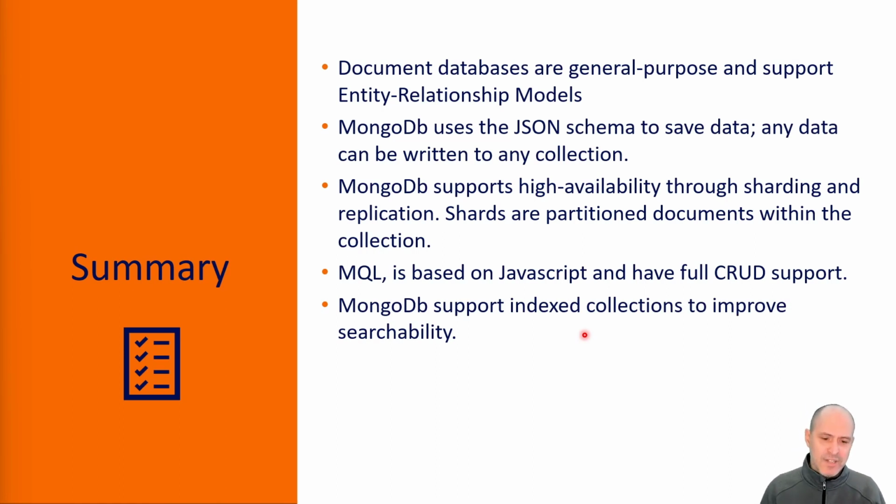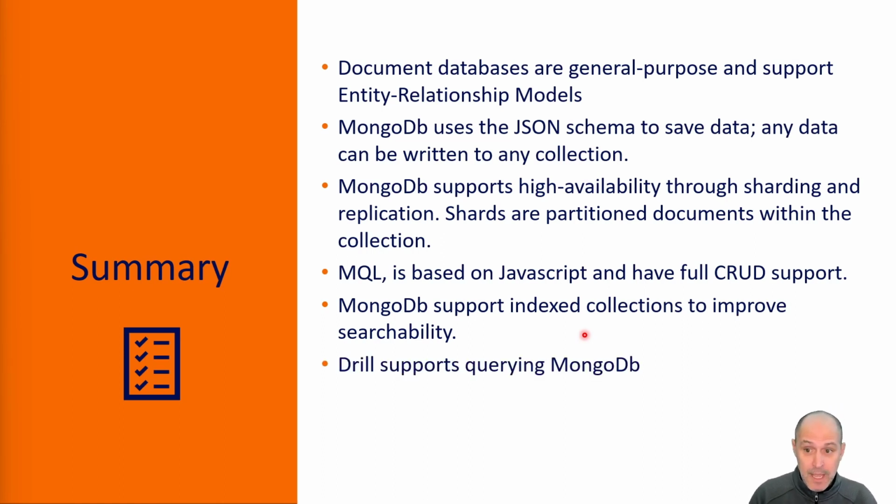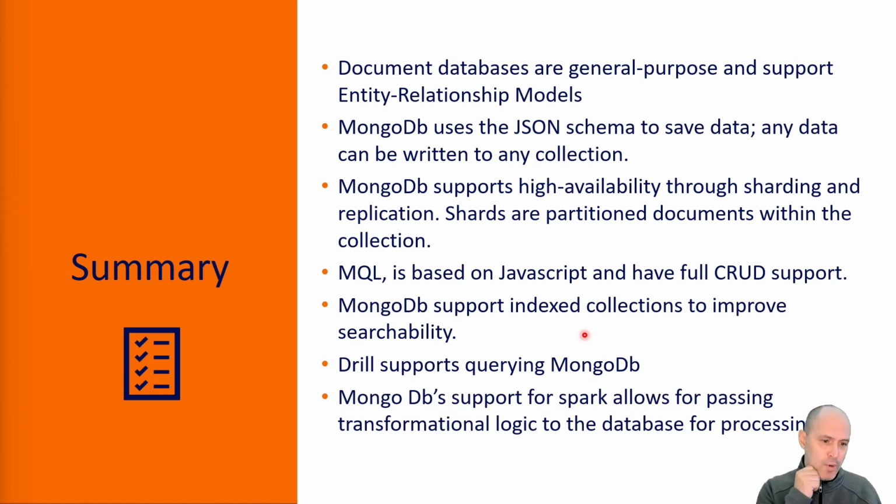MongoDB supports indexed collections to improve searchability, and this is incredibly important in document databases where we have a lot of nested data. And there's Drill support for MongoDB, and there's Spark support for MongoDB, and more importantly, it supports pass-through transformational logic to the database. So any sort of column projections or row filters, those would get processed in the MongoDB database and not in Spark. And this saves on a lot of data moving over the network, and it also saves on compute resources.